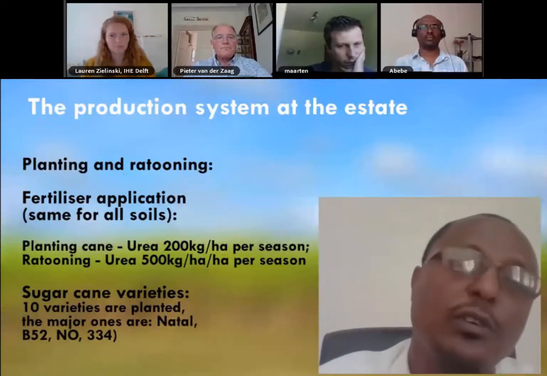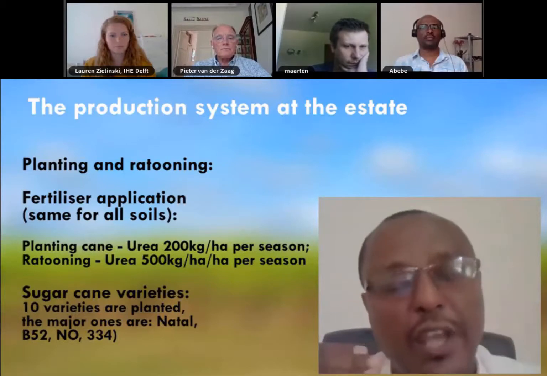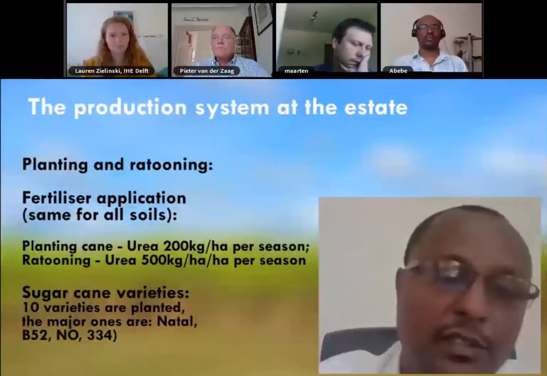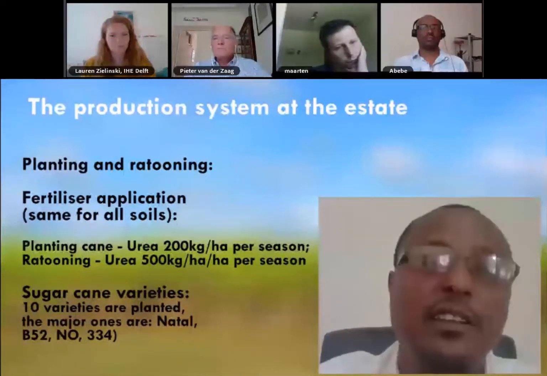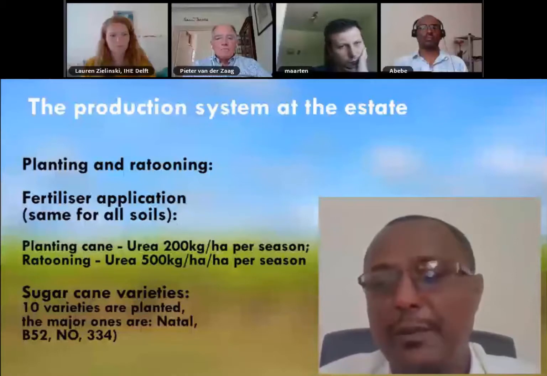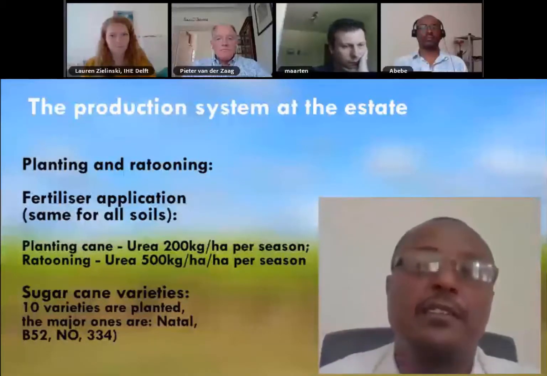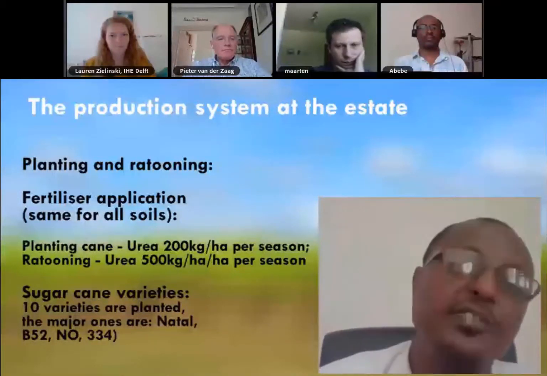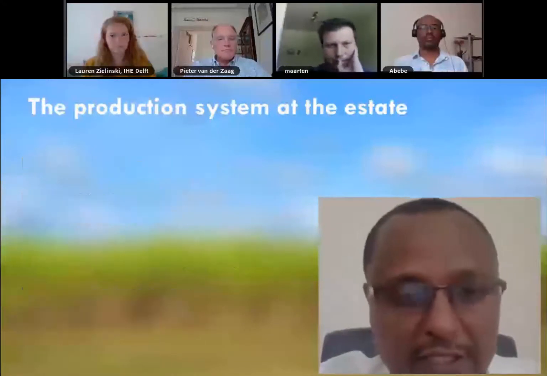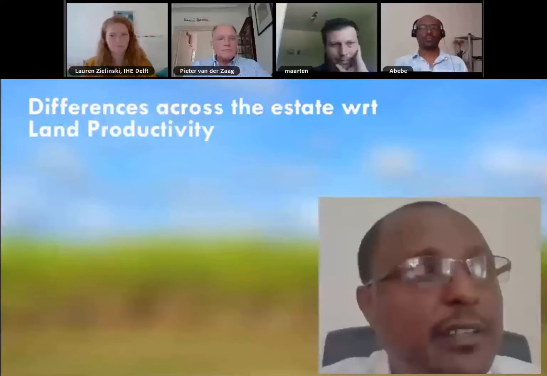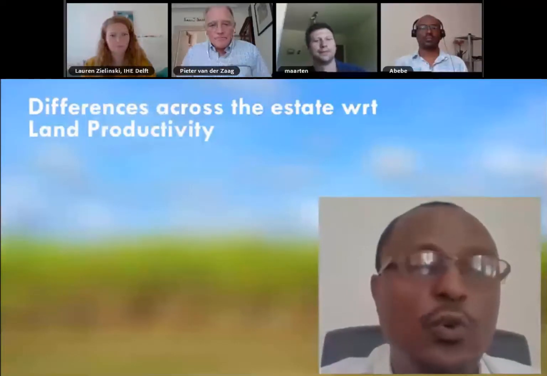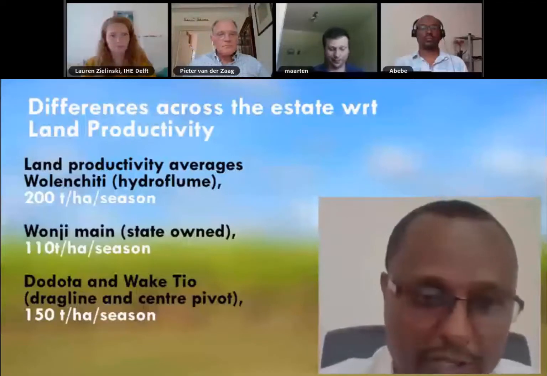In A2, it is 8 years. Then in the C1 soil cycle, it remains for 10 years. After 10 years, new planting activity is conducted. The major difference is due to the fertility of the soil.